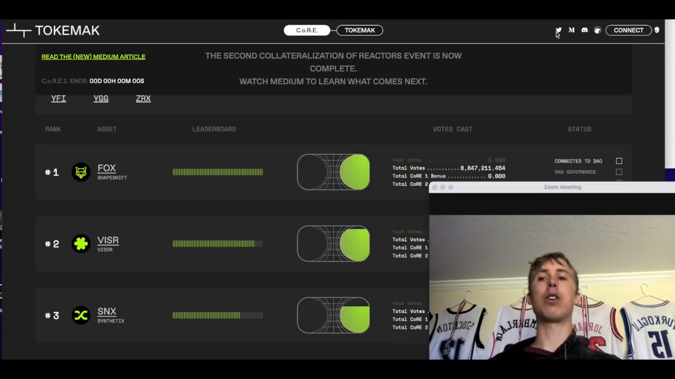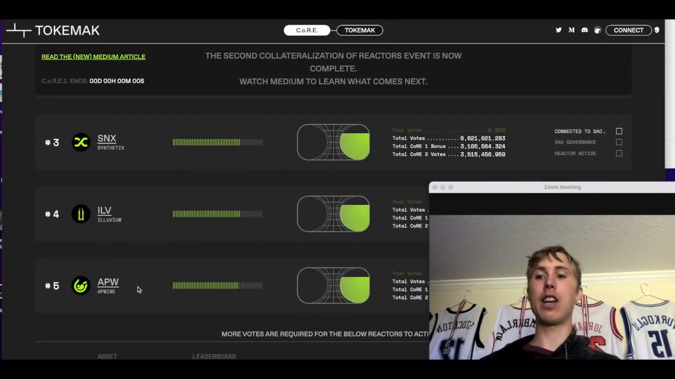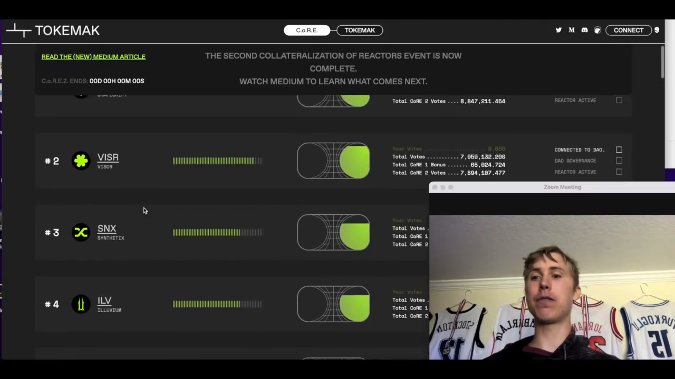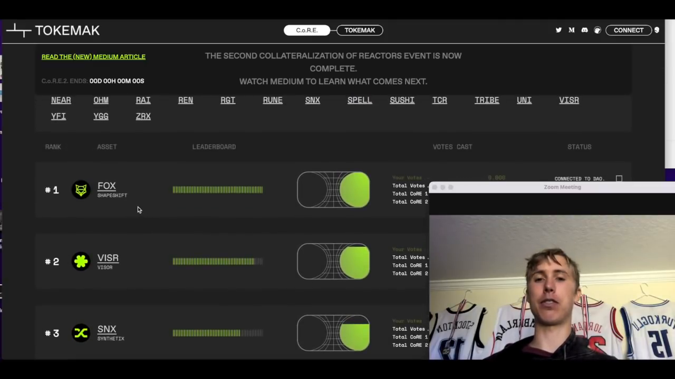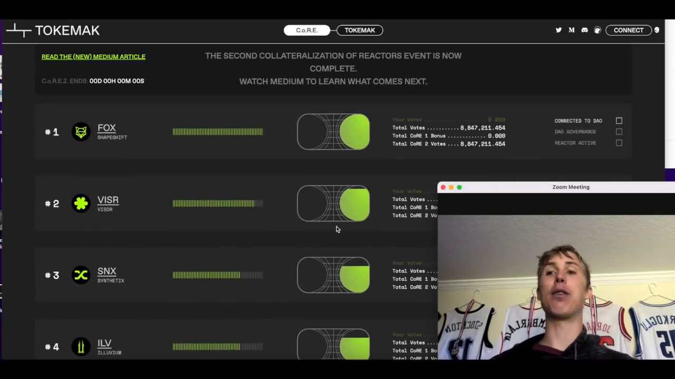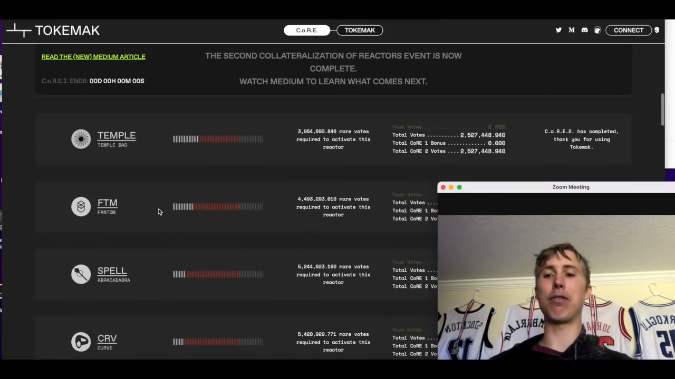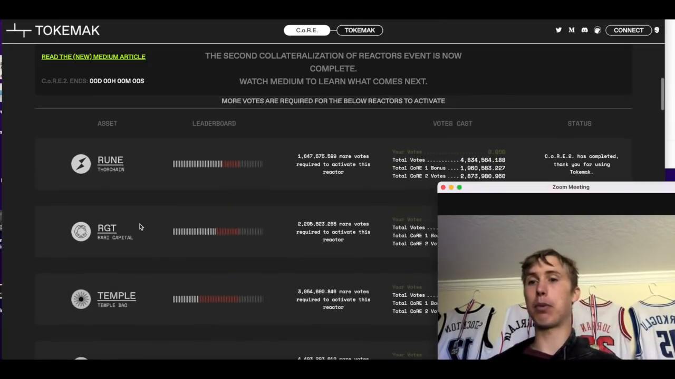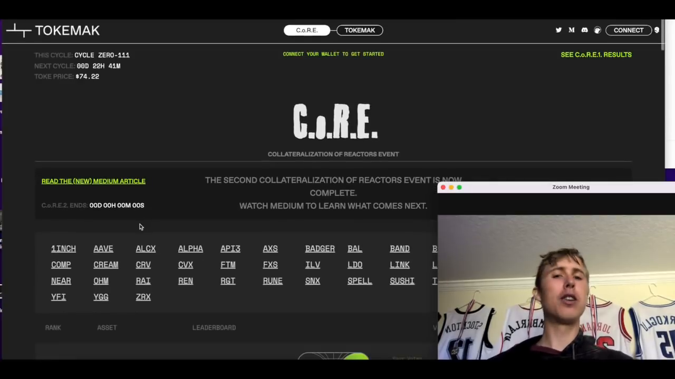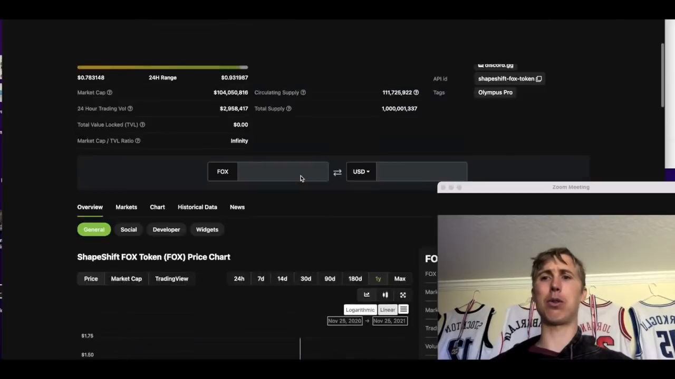Now also, I want to talk about Tokamak and show you guys how strong this Fox community is. So of all these protocols, there are only five that won a Tokamak reactor. We have Alpha Finance, Alluvium, Synthetix, Visor, and ShapeShift. It is ironic. Literally, it is crazy how ShapeShift, of all the different other token reactors that were going up for voting, even Spell, Fantom, Temple, Rari Governance Token, Rune, you would have thought they would have beat out, you know, simple Fox. I mean, it's so easy to beat Fox.